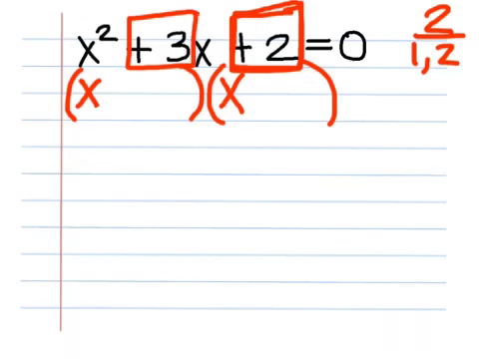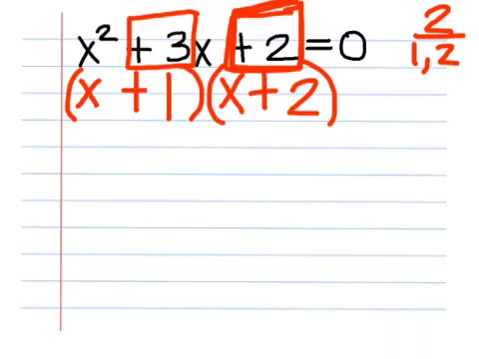Now what factors do we have? We only have 1 and 2. Do they multiply to give us 2? Yeah. They add to give us 3. Yeah. And these are the factors we're going to use. We put in our 2 and our 1, and they are positive. A positive 1 and a positive 2 added together will give us 3, and a positive 1 times a positive 2 will give us a positive 2.